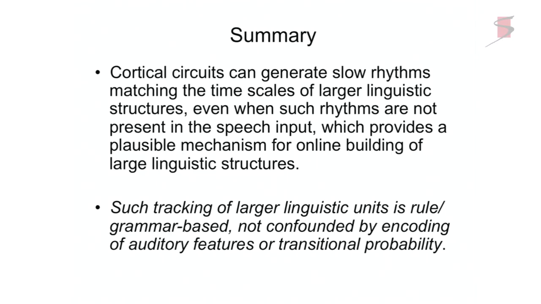Okay, summary and the end here. Cortical circuits generate slow rhythms that can match the timescales of larger linguistic structures, even when the rhythms aren't present in the stimulus, obviously. So how would you do that? How can you track such a thing? How would you get such a result? You can't use auditory information because there are no acoustic cues like prosody or intonation contour. You can't use probability because we got rid of it. So a very simple explanation is you have a grammar in your head. And that grammar is the model that you use, and you filter the world to build the constituent structure with which you interpret what's going on. So that's what I think.